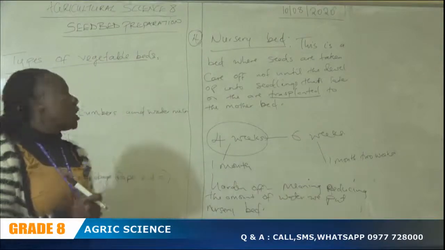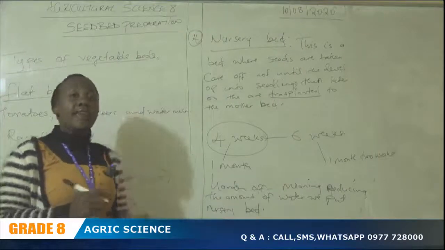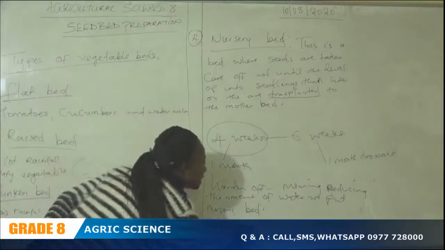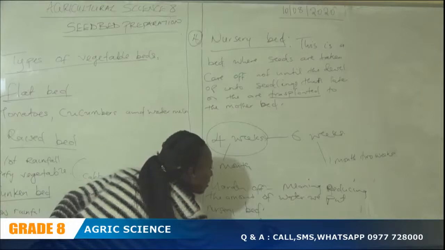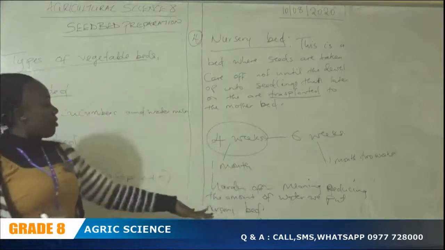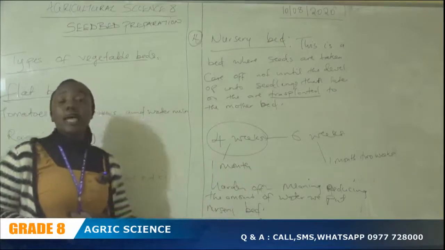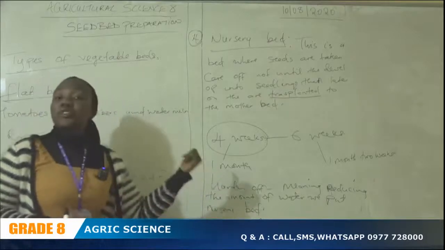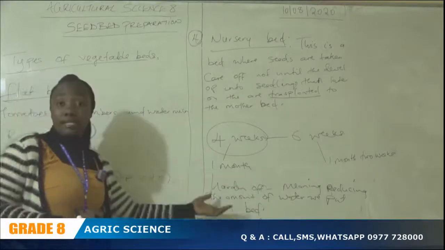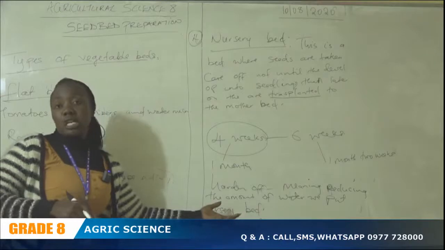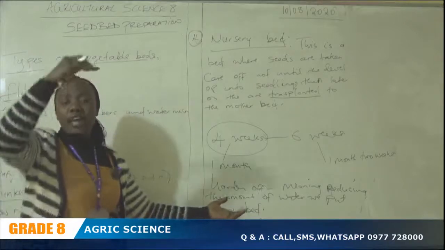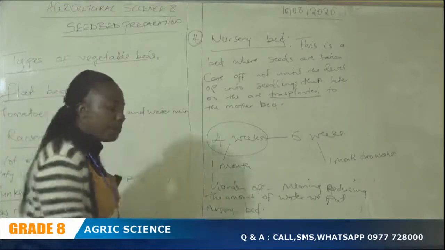Are we together? This hardening off of the soil should be done for 8 to 10 days. On the 10th day, you can transplant your seedlings because they are used to the harsh conditions that they're going to find in their mother bed. Okay?